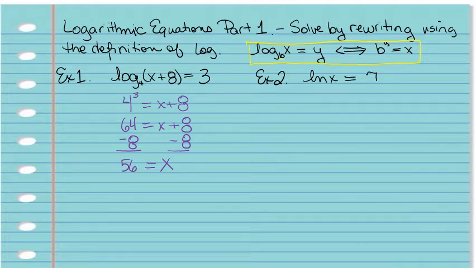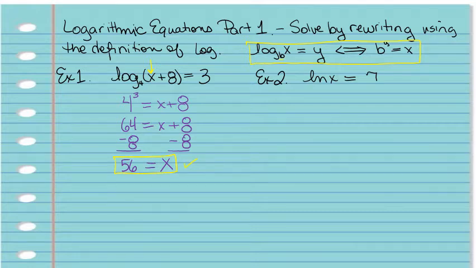Now, with all log equations, we need to make a check to make sure that we are not taking the log of a negative. So if I put my 56 right there where x is, the question is, do I get a negative? And I don't. So this answer checks, and that is correct.